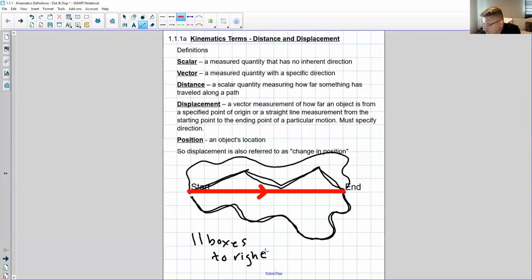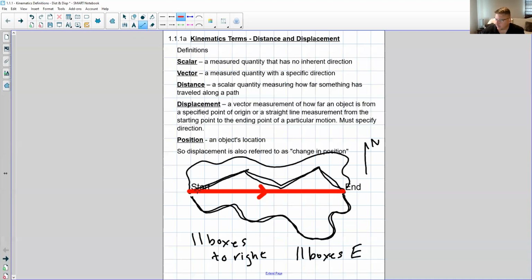If there happened to be a compass rose drawn on the page where that's north, then we could also say 11 boxes east. Okay. So that is really quickly and simply the difference between distance and displacement.